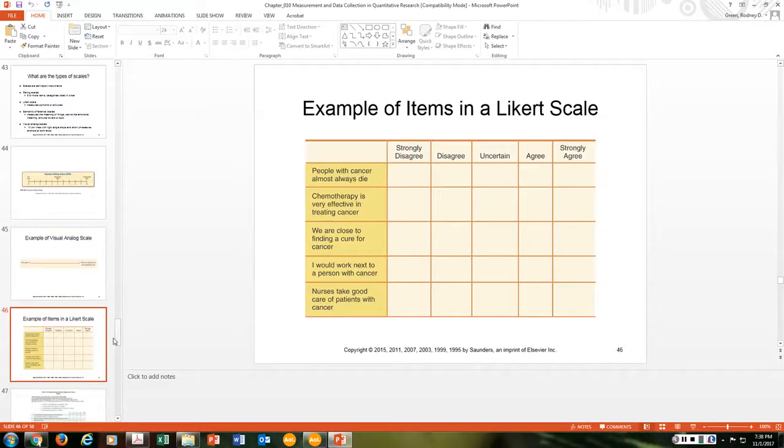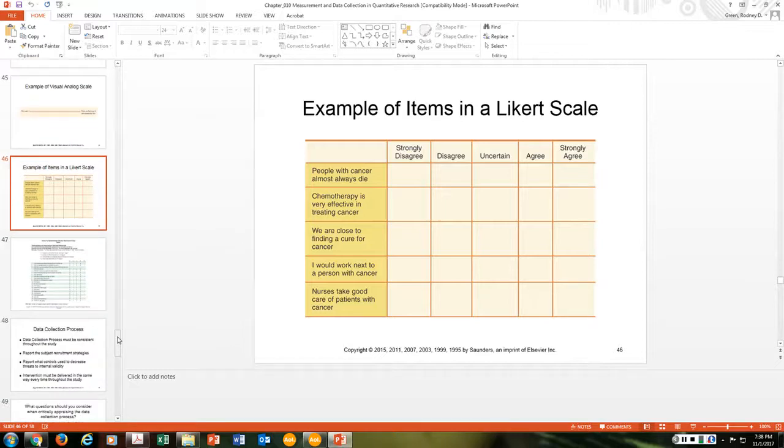This is an example of a Likert scale and the items. Okay, so you have across the top here, strongly disagree, disagree, uncertain, agree, and strongly agree. And on the left hand down the page, people with cancer almost die. Chemotherapy is very effective in treating cancer. We are close to finding a cure for cancer. I would work next to a person with cancer. Nurses take good care of patients with cancer. And then the subject would rate whether they strongly agree, strongly disagree, disagree, etc.